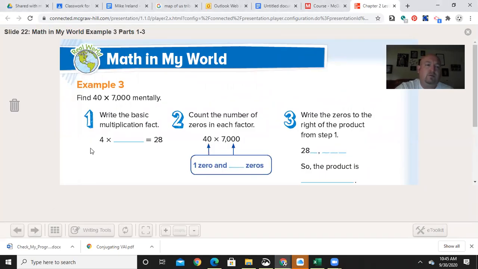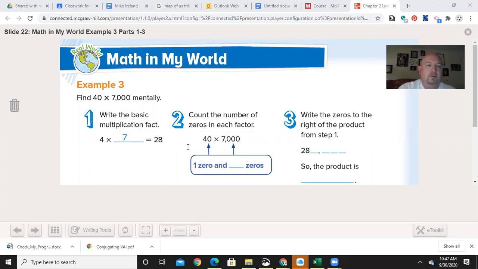The next example, number 3. Find 40 times 7,000 mentally. Again, we do not want to use a calculator or paper and pencil. So our first step is to write the basic multiplication fact. So what times 4 is 28? And if you already know it's 4 times 7, sure.